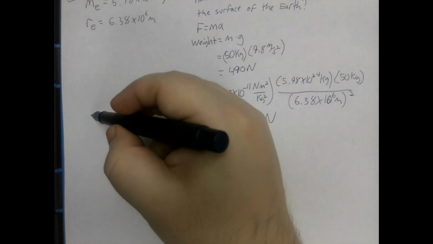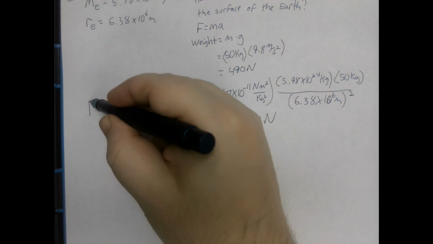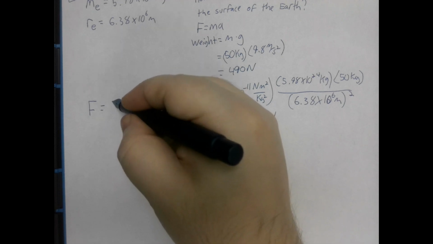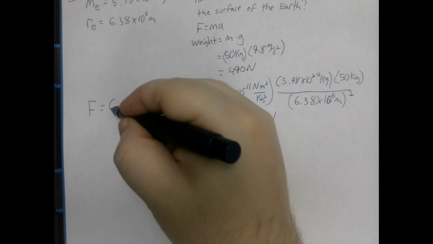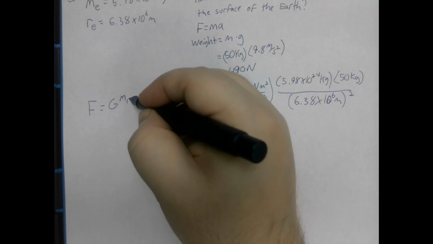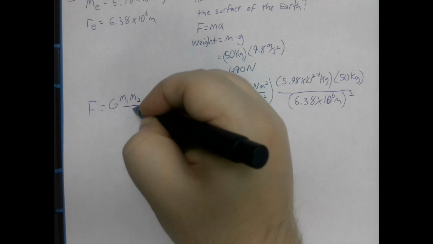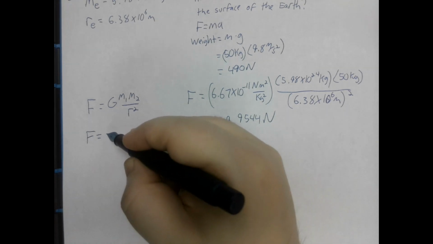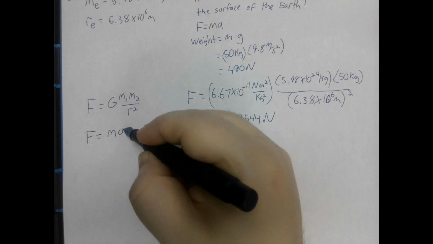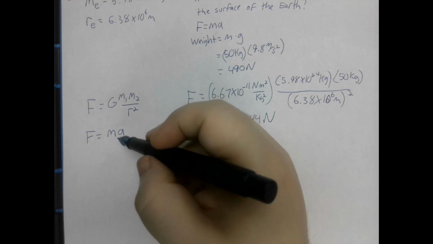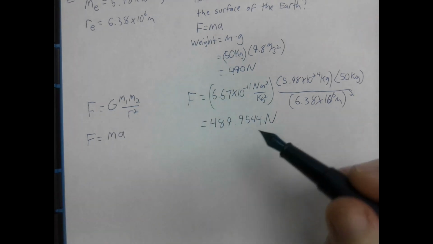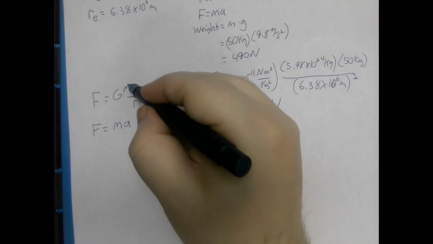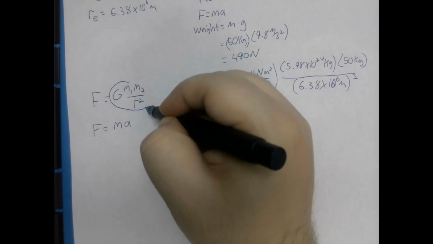We can also compare these two equations. So we have force equals G m1 m2 over r squared, and we have F equals ma. This is the same force. We just show it here. So what does this represent?